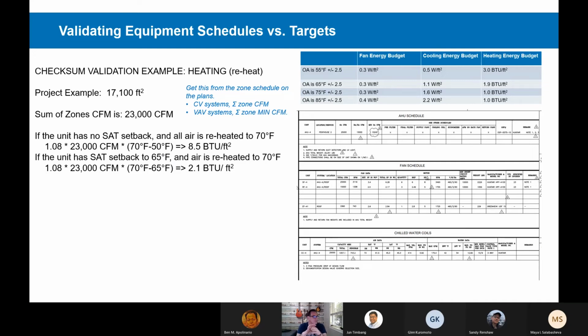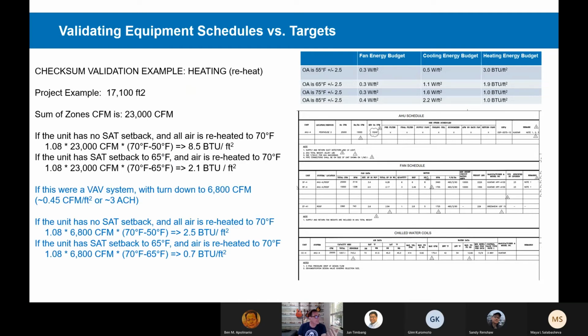And then a way to calculate reheat is to assume neutralization of all that air at the sum of the zone minimums. So if it's 75 degrees outside and we have no setbacks, then we would be cooling all of our supply air down to 50 degrees. And in the worst case scenario, we would be heating it back up to 75 degrees to neutralize it. Well, that's 8.5 BTU per square foot. If we are using supply air setbacks, then we would be taking our outside air cooling to 60 degrees. And in the worst case, we're reheating back up to 75 degrees to neutralize it. Well, that's 4 BTU per square foot. Our heating target is 1 BTU per square foot. So in either case here, we're falling short of the heating budget.